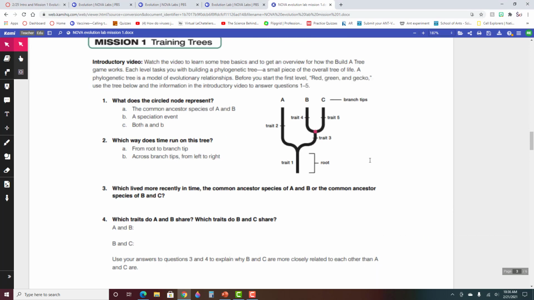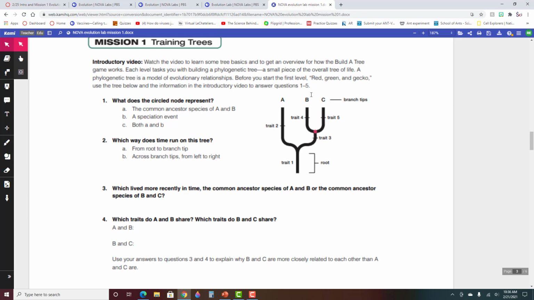Alright, so you've watched the Training Trees video, and now I'm going to go through the answers on this page just to make sure you understand how to read a tree, because that's super important for this assignment. So this is, what does the circle node represent? So they're talking about this red circle right here, and which of these? So is it the common ancestor species of A and B?